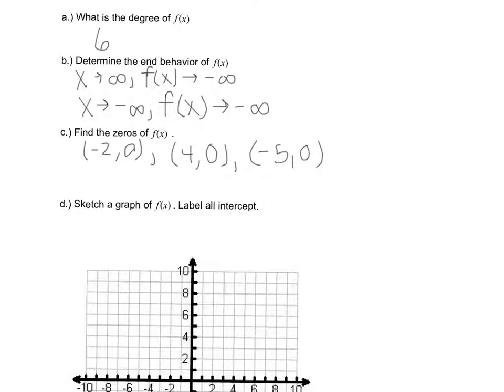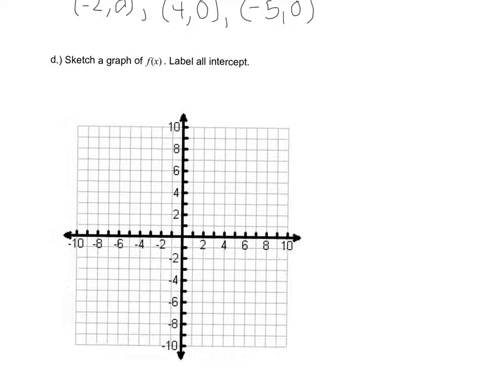Lastly, we're going to sketch a graph and label our intercepts. When we graph it in Desmos, our graph doesn't show up in the entire window that we have, but we can get a general idea of the shape, and it looks something along these lines. And we get our zeros at negative 5, 0, negative 2, 0, and 4, 0, and our y-intercept is some positive number that is higher.